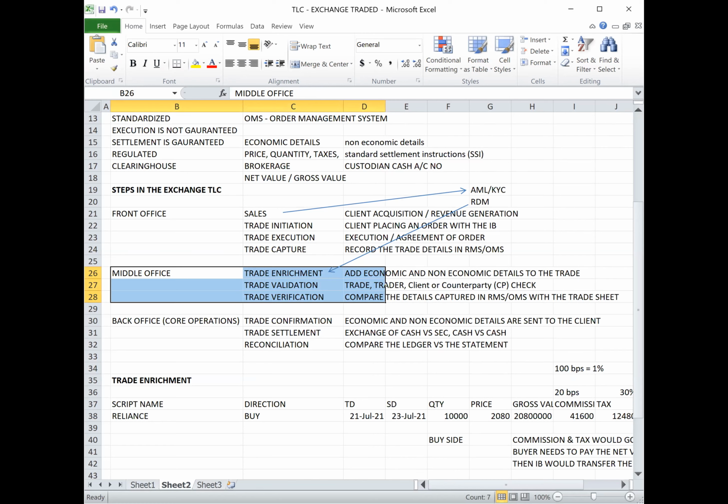Sir, in case of futures and options, the trade cycle will be T+2. In futures and options, it will depend upon the settlement date, right? The expiry date. Okay, sir. It can be after 1 month also, no? Yes.